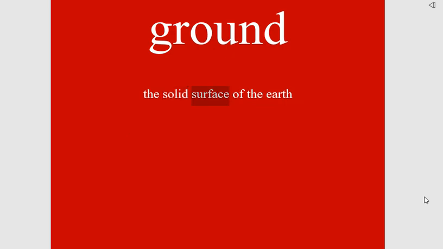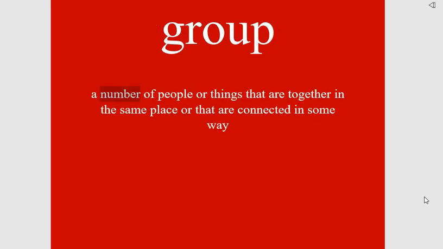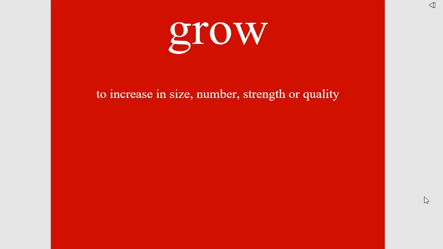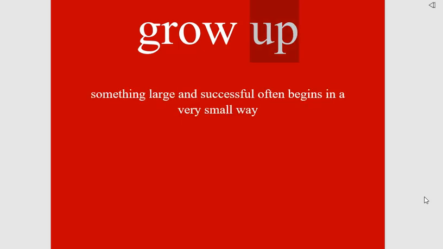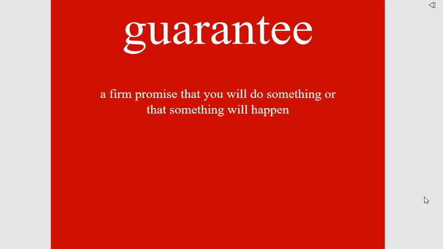Ground. The solid surface of the earth. Group. A number of people or things that are together in the same place or that are connected in some way. Grow. To increase in size, number, strength, or quality. Growth. The process of growing physically, mentally, or emotionally. Grow up. Something large and successful often begins in a very small way.